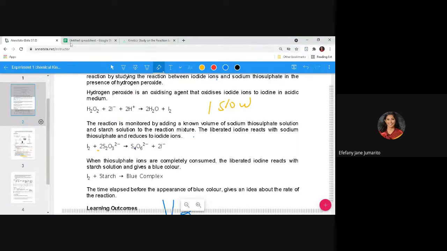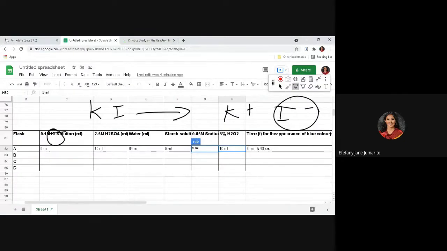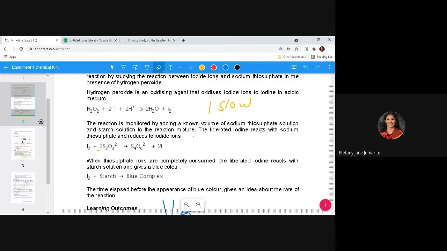What other solutions are here? Water. Sulfuric acid. Okay, actually it came from here, the sulfuric acid. Water is H2O, but the H plus ion here, class, came from our sulfuric acid. Because we know that it's an acidic medium, our sulfuric acid is acidic. So our H plus here came from our sulfuric acid.